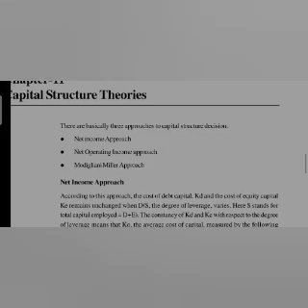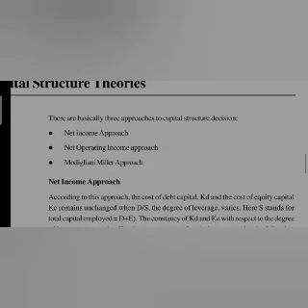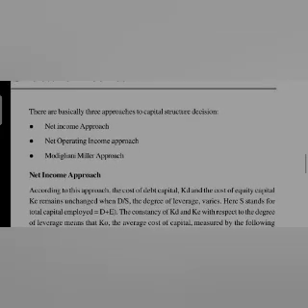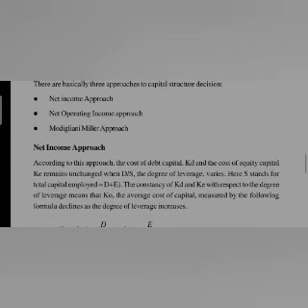So, what is going on is that there are basically three approaches to capital structure decision: net income approach, net operating income approach, and the Modigliani-Miller approach.